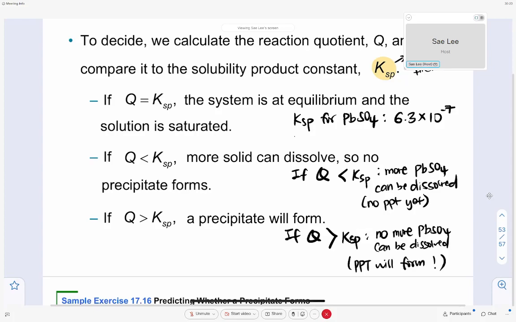What about Q equals KSP? This indicates the system is at equilibrium and the solution is maximally saturated, where no more solid can dissolve.